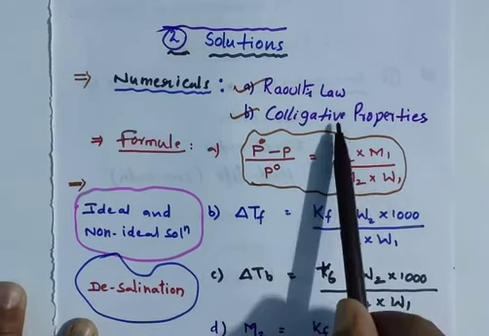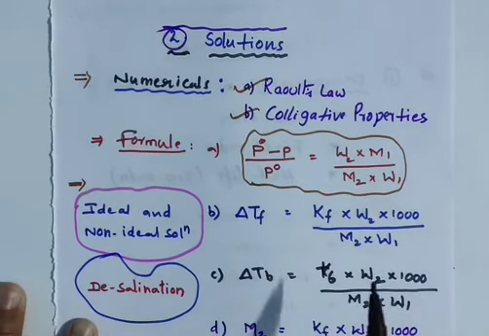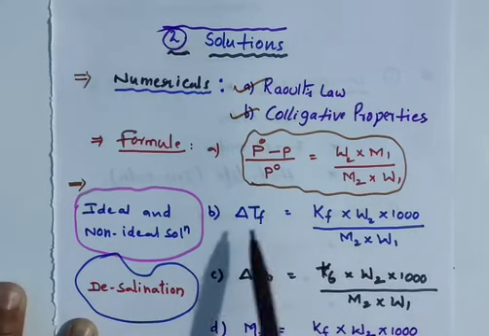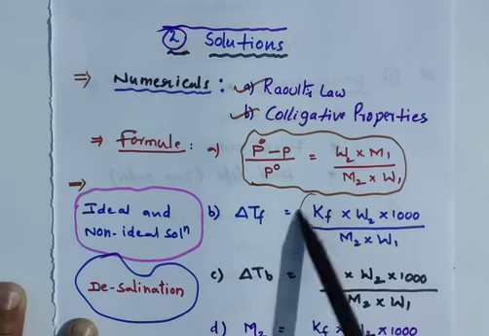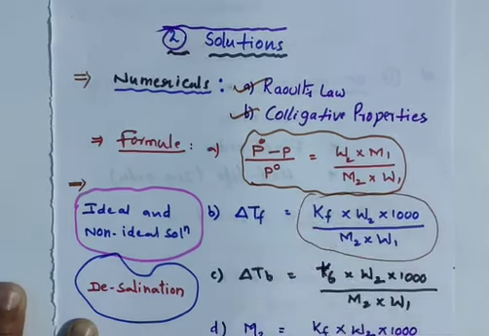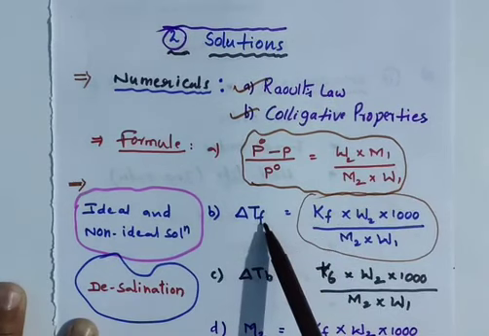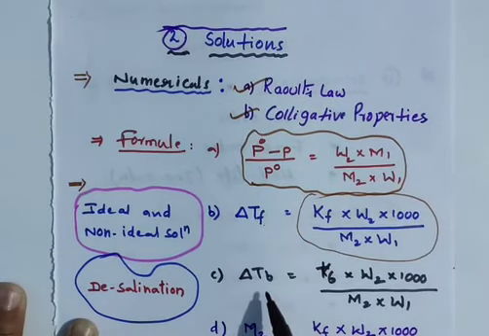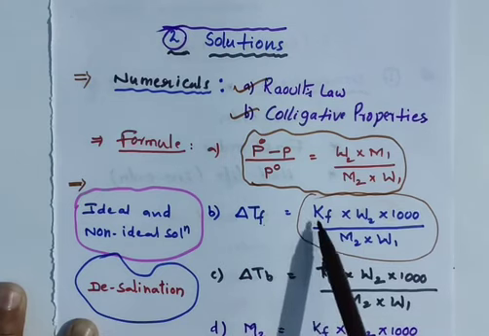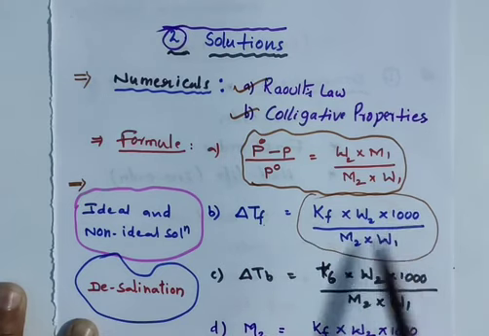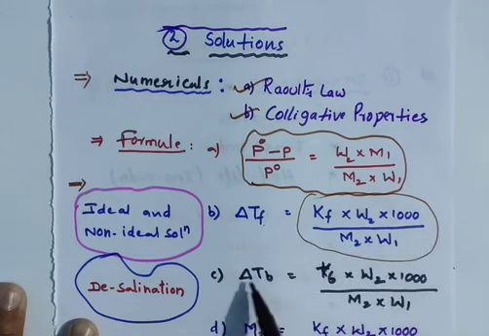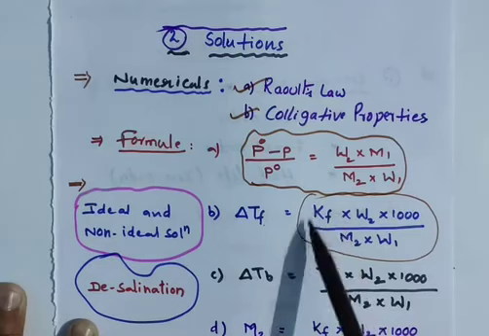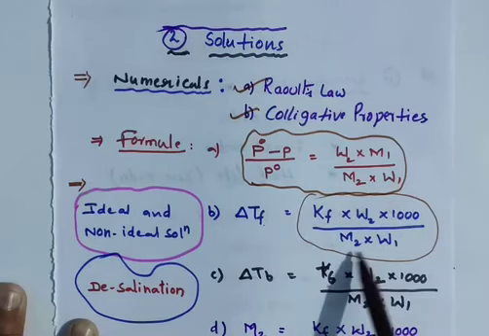Next, colligative property. Every year there is a numerical on colligative property, that is change in the freezing point or change in the boiling point. Remember this formula and you will get one numerical. For change in freezing point, delta Tf equals Kf into W2 into 1000 upon M2 into W1. If you learn this formula, delta Tb is also easy. Instead of Kf you write only Kb, and the remaining is the same.